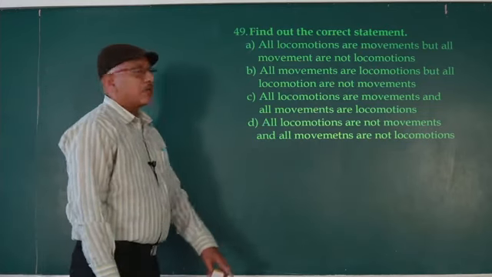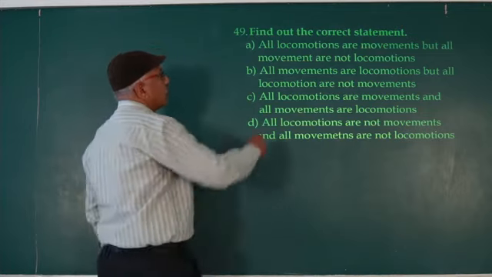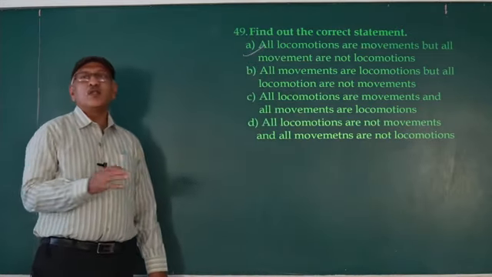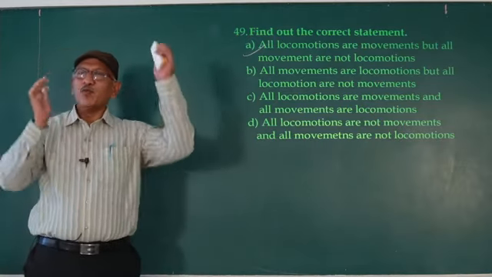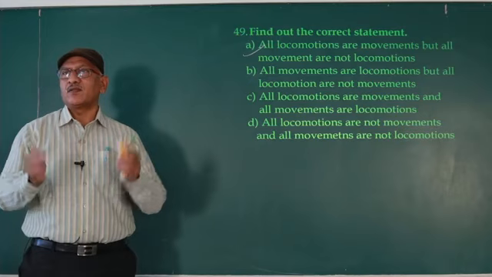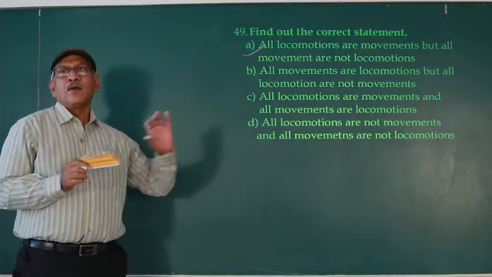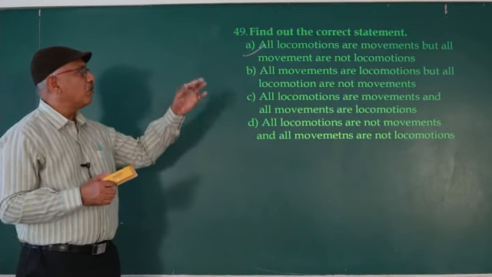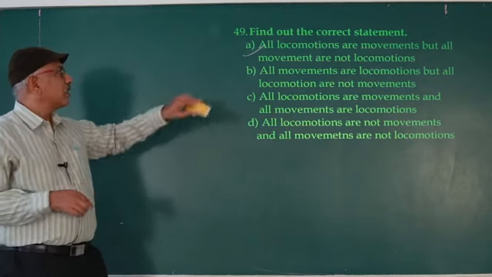Find out the correct statement. All locomotions are movements, but all movements are not locomotions. During exercise we move our hands and legs, so that is movement, but there is no displacement of position, so that is not locomotion. So all locomotions are movements, but all movements are not locomotions. It is the correct statement.